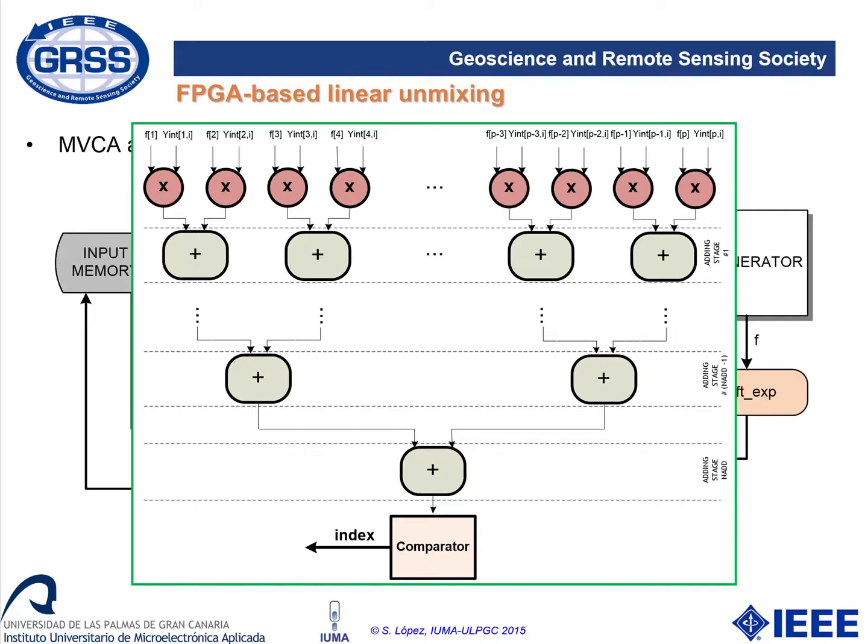Let me remind you that in the VCA we have first a dimensionality reduction step, so we process the image in p bands. And then we have some adding stages in order to compute all the projections, and at the end a comparator in order to know which is the pixel that gives us the maximum projection value.